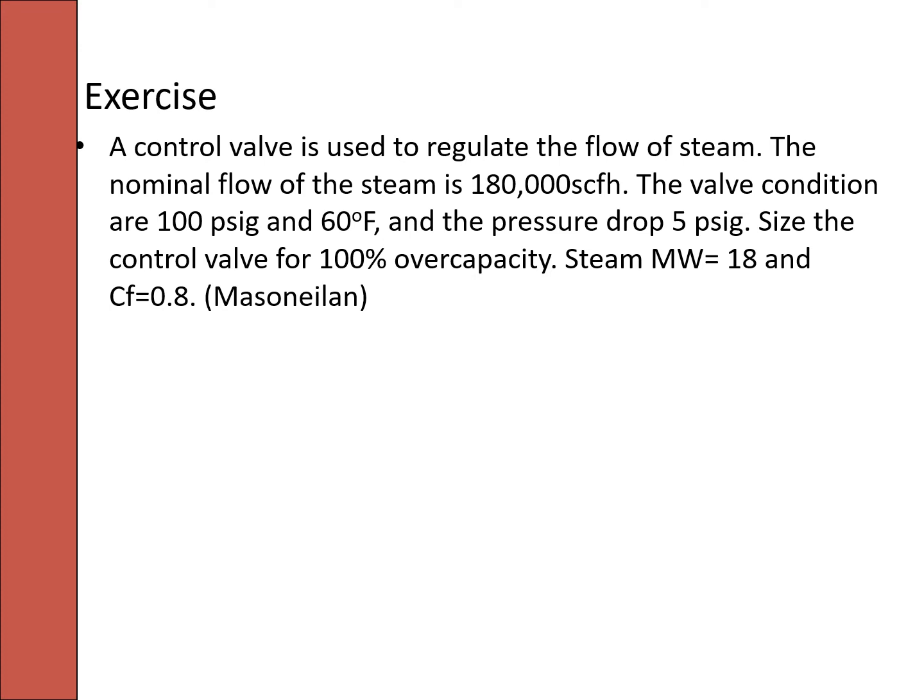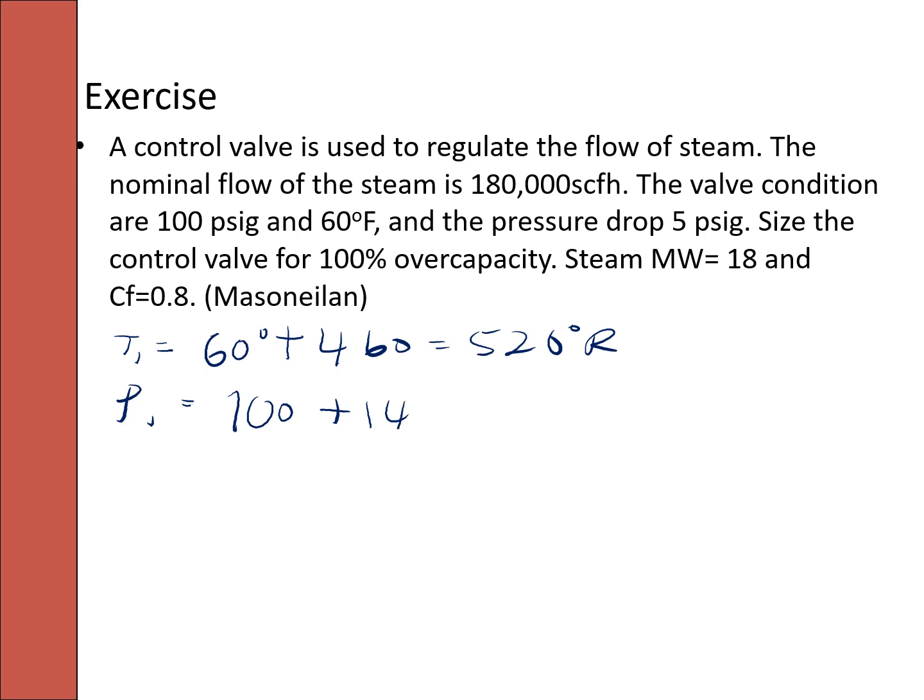Okay, now we start by converting all the property units. T, we convert to Rankine, which means we need to add 460 to 60 Fahrenheit, which is equal to 520 Rankine. So for P1, the valve condition is 100 psig, so you need to add 14.7. The answer would be 114.7 psia.